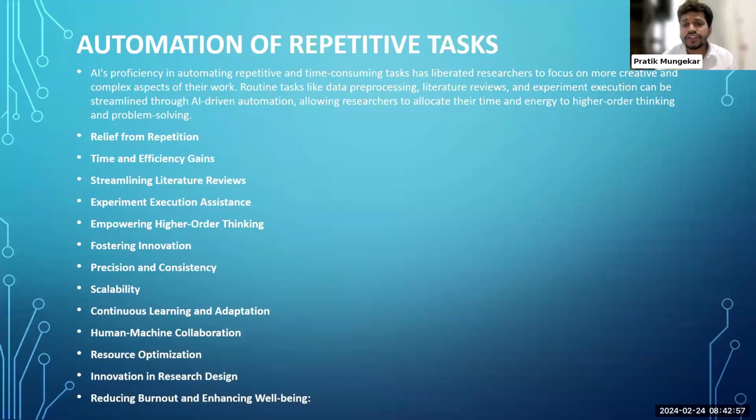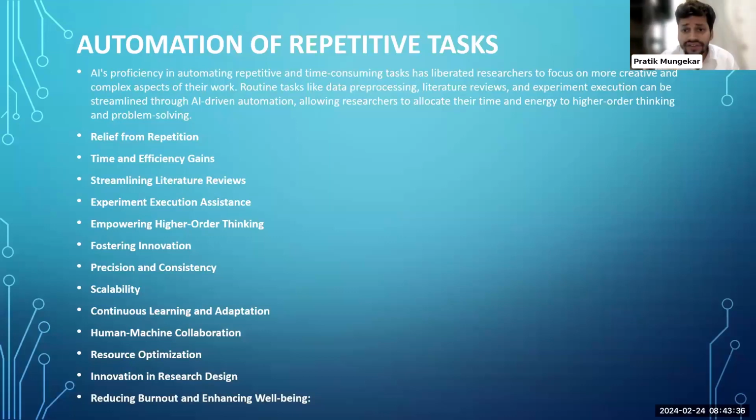Then streamlining literature reviews. For researchers, as you are all aware, literature review is the most important, you can say, step. So when drowning in a sea of academic papers during literature review, AI can be a lifesaver. It can swiftly scan through an extensive database of articles, extracting relevant information and summarizing key findings. This is very important. So this significantly speeds up the literature review process, allowing researchers to focus more on understanding the content rather than spending endless hours on the initial scanning.